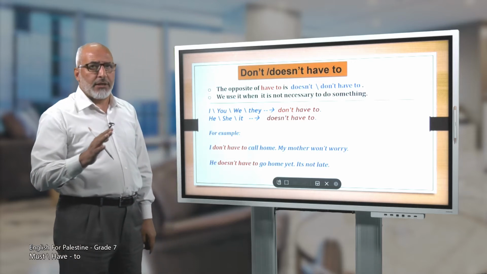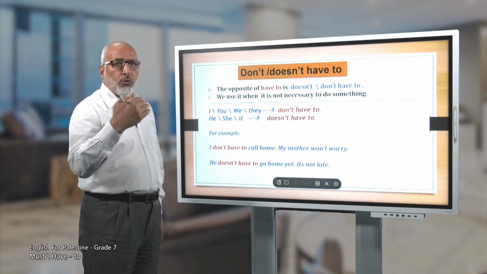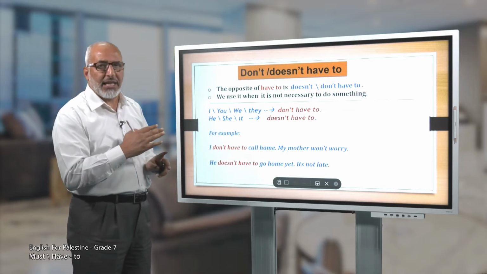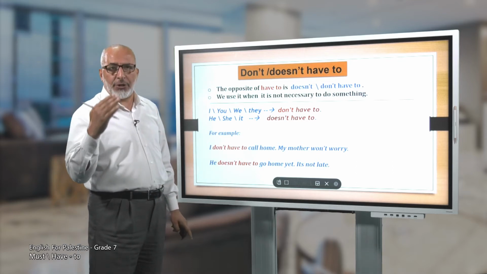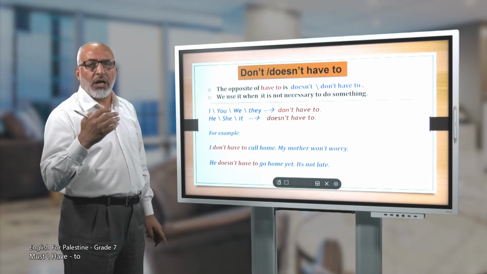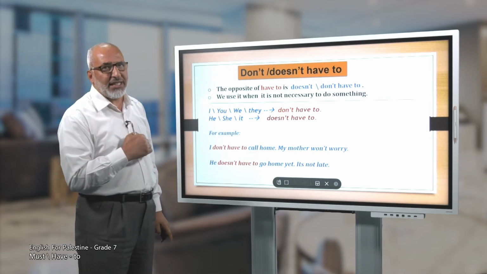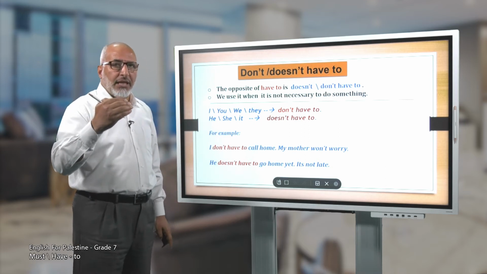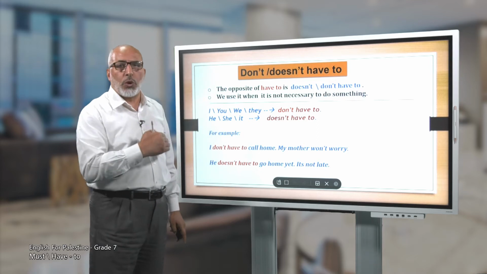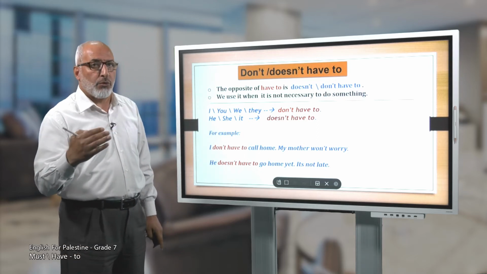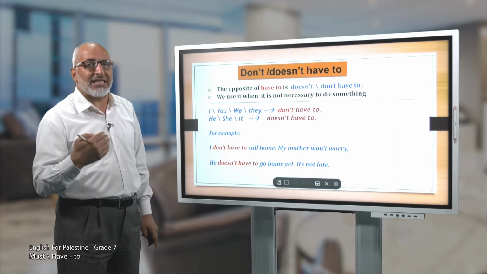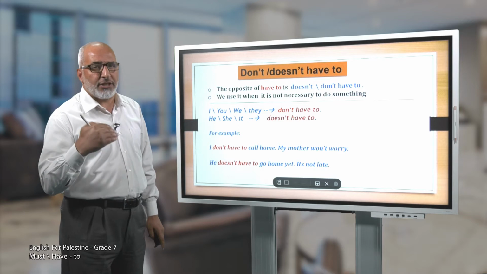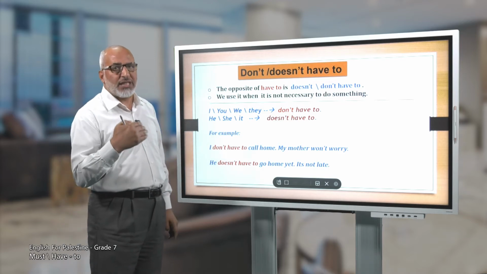Now, to summarize, we use must or have to when we talk about something necessary or very important, and there is no difference in meaning between must and have to. We use have to when the subject is we, they, you, I, and we use has to when the subject is he, she, or it. The opposite of have to or must is don't have to or doesn't have to. We use don't have to when the subject is I, we, they, you, and we use doesn't have to when the subject is he, she, or it. It means that it is not necessary or not important to do something.